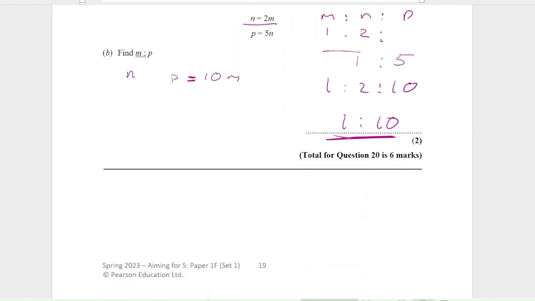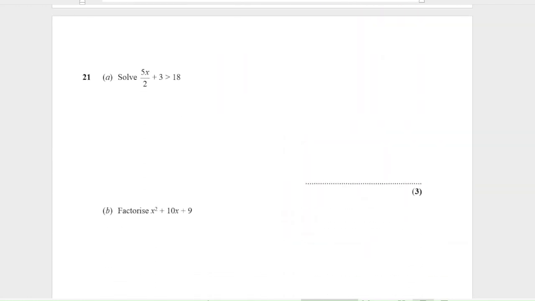Okay, and for question 21, then we're looking to solve. Again, we've got an inequality, so we would minus 3 from both sides. So that would give us 5x over 2 is greater than 15. We then times both sides by 2. 5x is greater than 30, and then divide by 5, x is greater than 6.